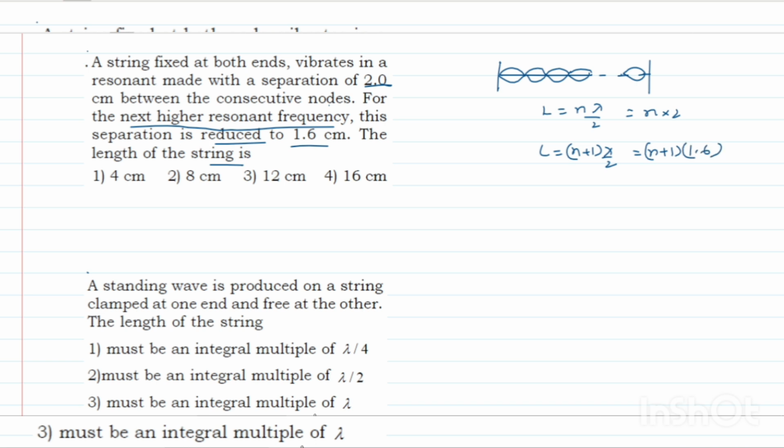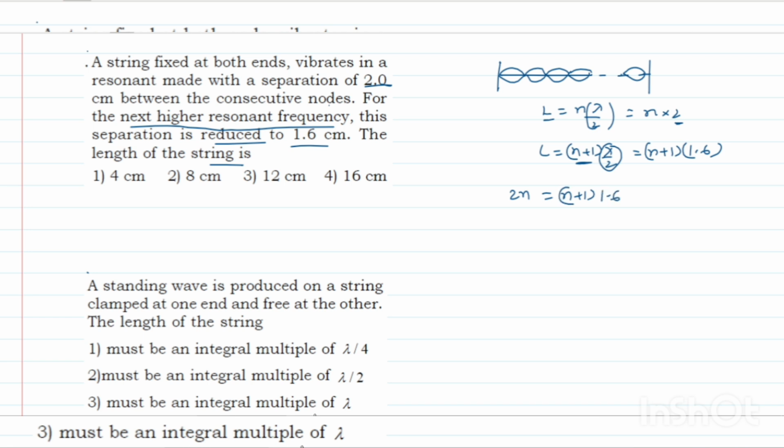So n into lambda by 2. Lambda by 2 is nothing but, for n segments, this length will be 2 centimeters as given. So n times its length, students, and the next one, for the next higher frequency, means n plus 1, and here it's reduced to 1.6 centimeters. This lambda by 2 has been reduced to 1.6 centimeters. You just equate these two, students. So 2n equals n plus 1 into 1.6.